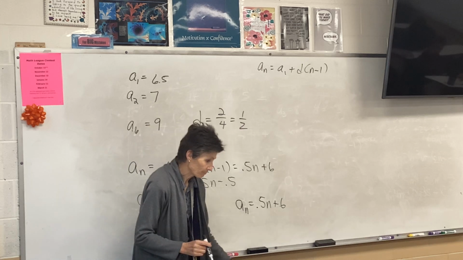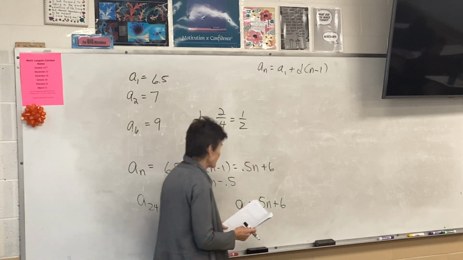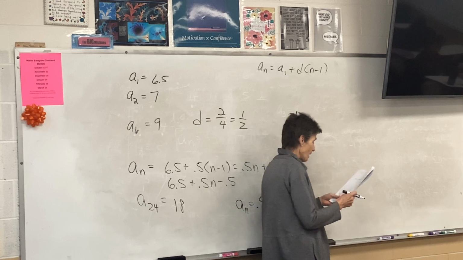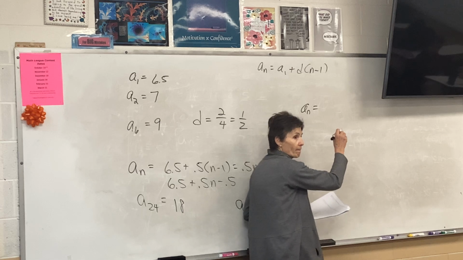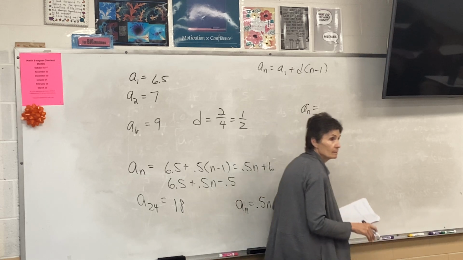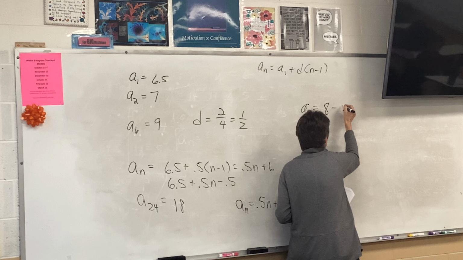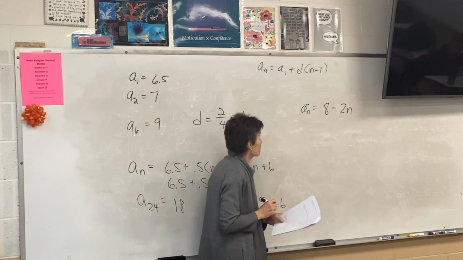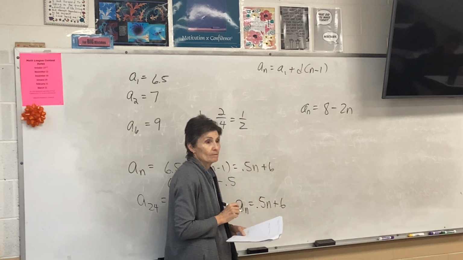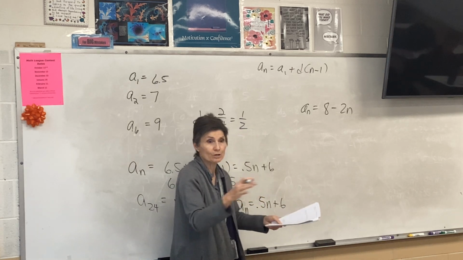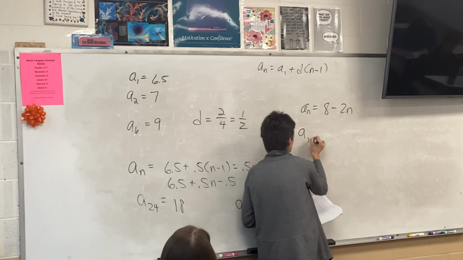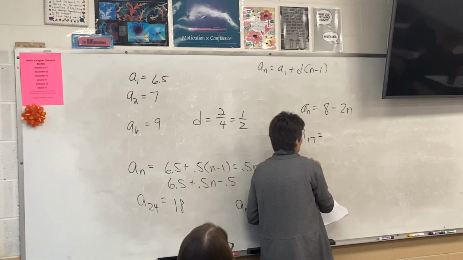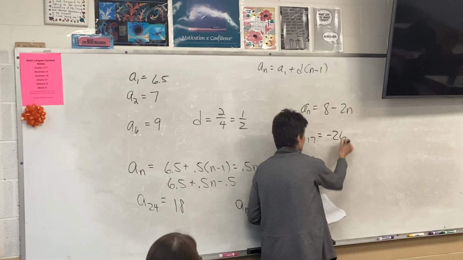Okay? Give me some ideas here. What did you guys come up with? I need an expression for a sub n. What did you come up with? Declan? A sub n equals 8 minus 2n. That's what you said, okay? Does everybody get that? No confusion, we're all on target. Perfect. Then what was a sub 17? 8 minus 34, negative 26.